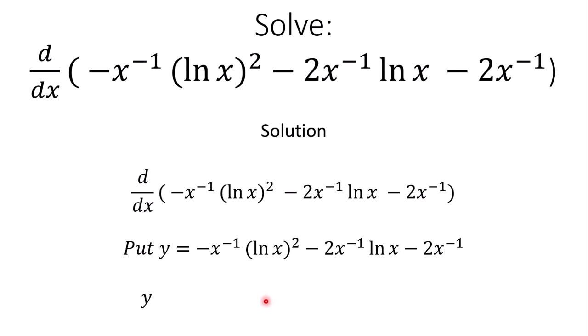Now let's write our equation. Okay, y is equal to minus x raised to the power minus 1 into bracket ln x, natural log of x, all squared, minus 2 x raised to the power minus 1 multiplied by natural log of x, minus 2 times x raised to the power minus 1.